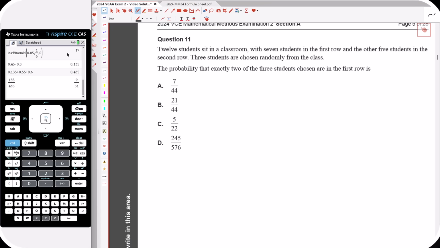Okay, so this is a nice combinatorics problem. So we have 7 students in the first row. So from those 7 students, we want to choose 2 to be in the 3 chosen students. And therefore, from the 5 students in the second row, we only want to choose 1. Now we've chosen our 3 students. Over, we need to think about the total number of ways that 3 students could have been chosen. So there's 12 students from which we're choosing 3.